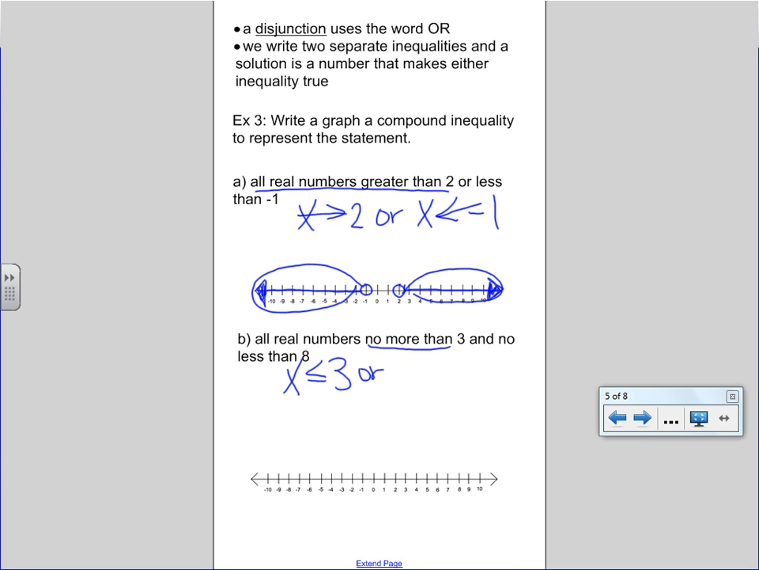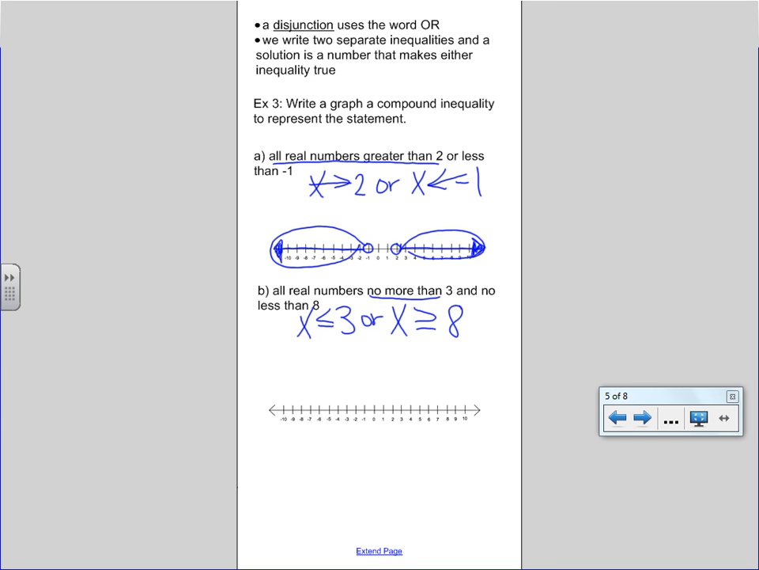Or all real numbers no less than 8. If it's no less than, put my x. Can it be greater than? Yes. Can it be equal to? Yes. And then we put in our 8.